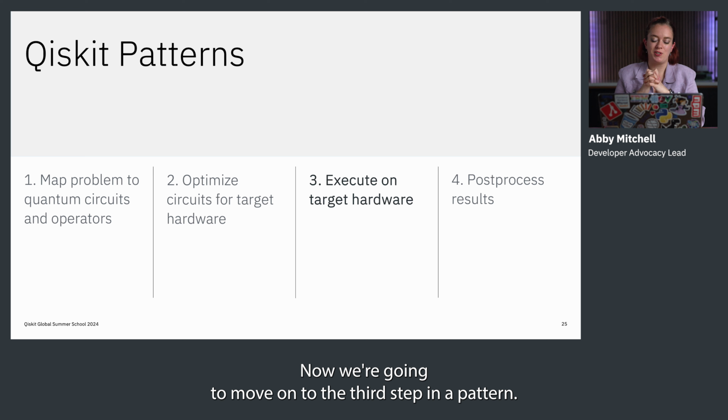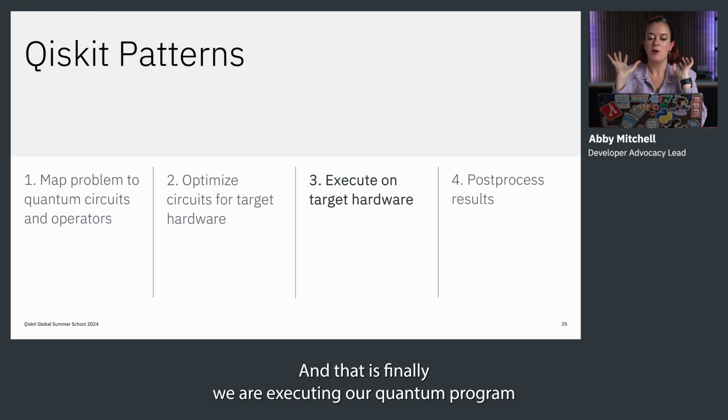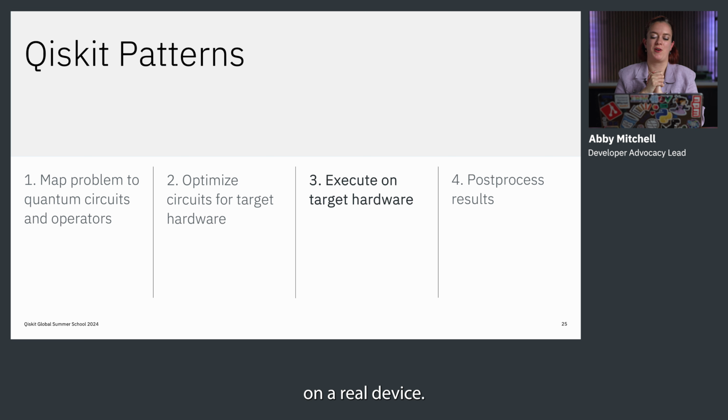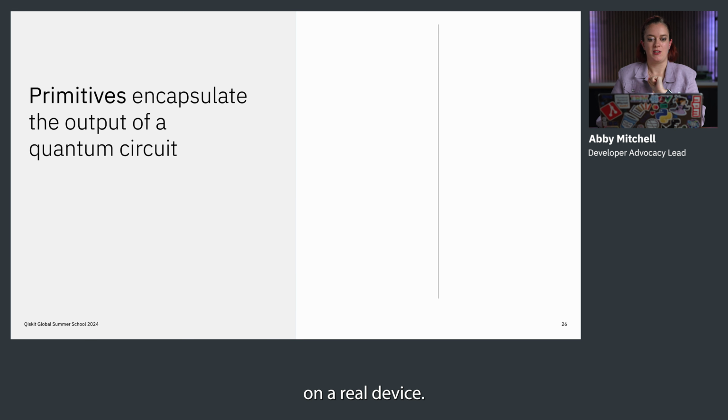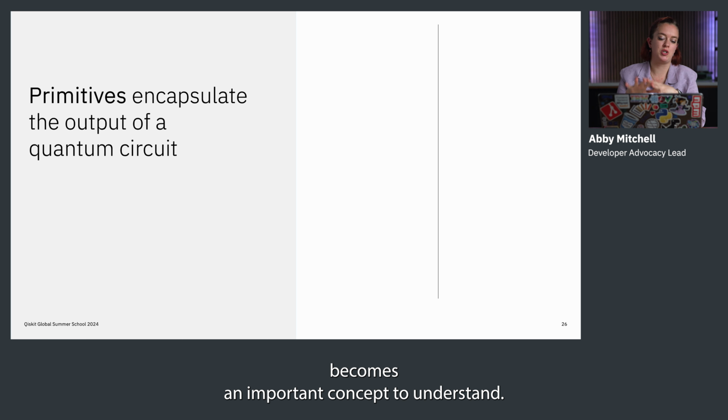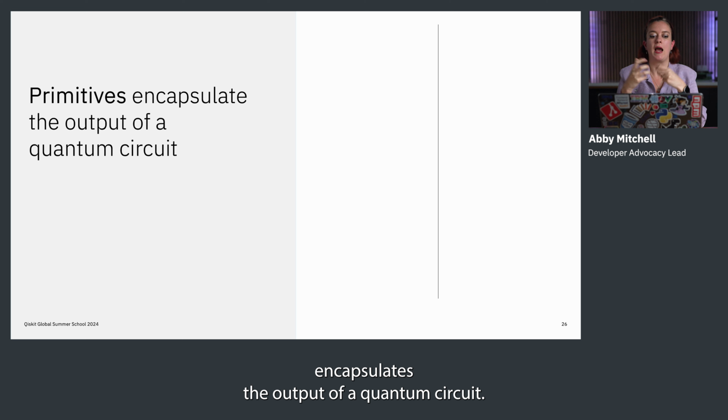Okay, now we're going to move on to the third step in a Qiskit pattern, and that is finally we are executing our quantum program on a real device. This is where primitives become an important concept to understand. And what a primitive really does is it encapsulates the output of a quantum circuit.